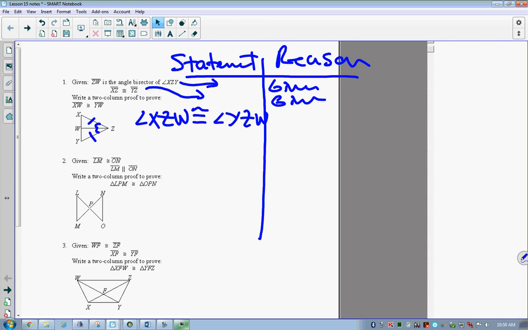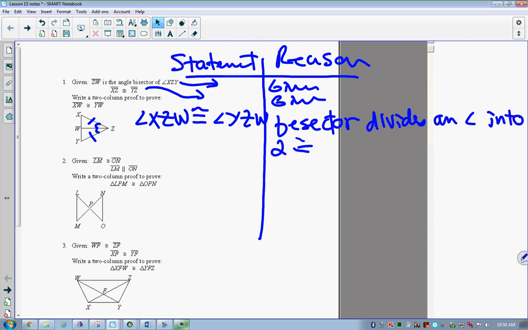Because although we said ZW is an angle bisector, I haven't stated that those two angles are actually congruent to each other. So that includes this statement that a bisector divides an angle into two congruent angles. And because space is short, I end up using symbols instead of words to depict that. All right, so far does that make sense?